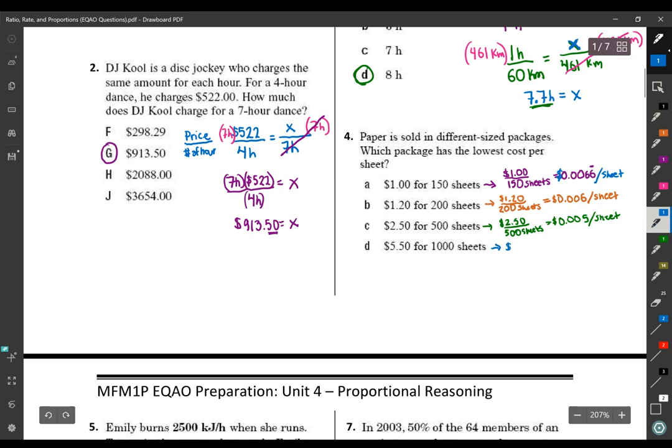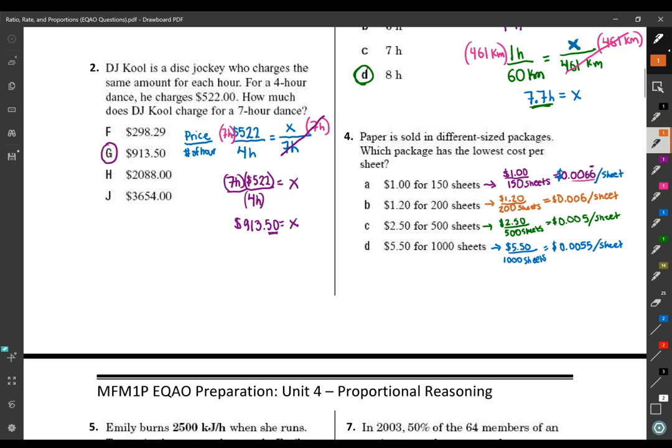All right, last one. We have $5.50 for 1,000 sheets. Okay, and again, we can do that division. We're going to get 0.0055 per sheet, per one sheet. Okay. Now, when we're comparing decimals, it's always a good idea to make sure that all of the numbers have the same number of decimal places. So this one has 1, 2, 3, 4. So I'm just going to edit the other ones to make sure it has 4 as well.